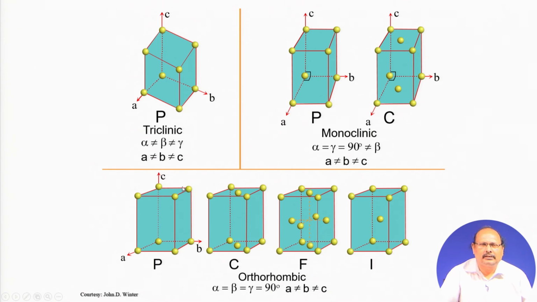In case of triclinic, the primitive lattice under the triclinic crystal system, you see that lattice nodes lie at the 8 corners. Since each will be shared with adjacent cells, the effective sharing of each is 1 by 8. If you multiply by the 8 adjacent units, you have 1 by 8 into 8 equal to 1. So, effectively in the primitive lattice we have only 1 lattice point, and we call it the primitive triclinic lattice.